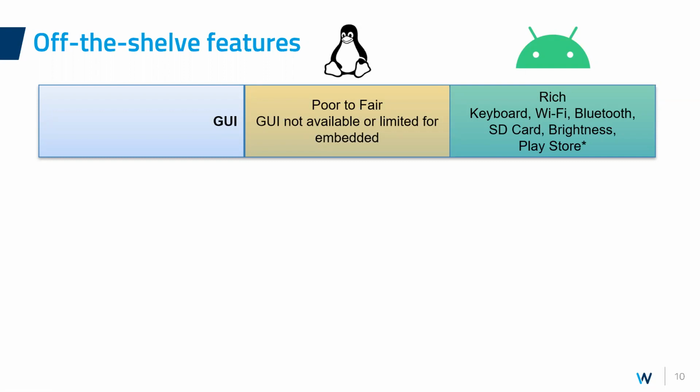By default, Linux is just meant to be as small as possible. So because of that, out of the box, you really don't have anything, and the same goes for touchscreen. Android is really optimized for that touchscreen user experience.